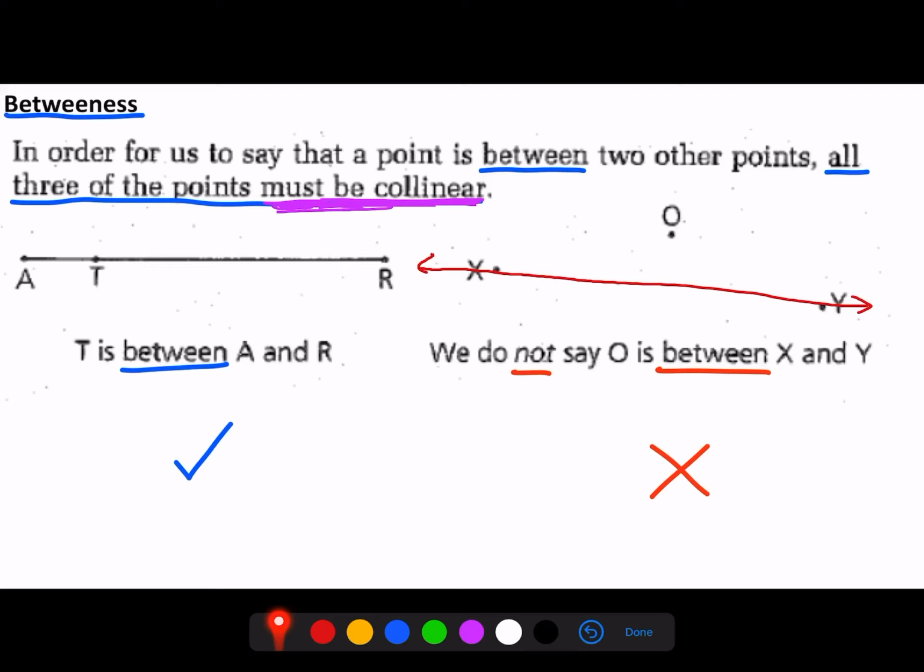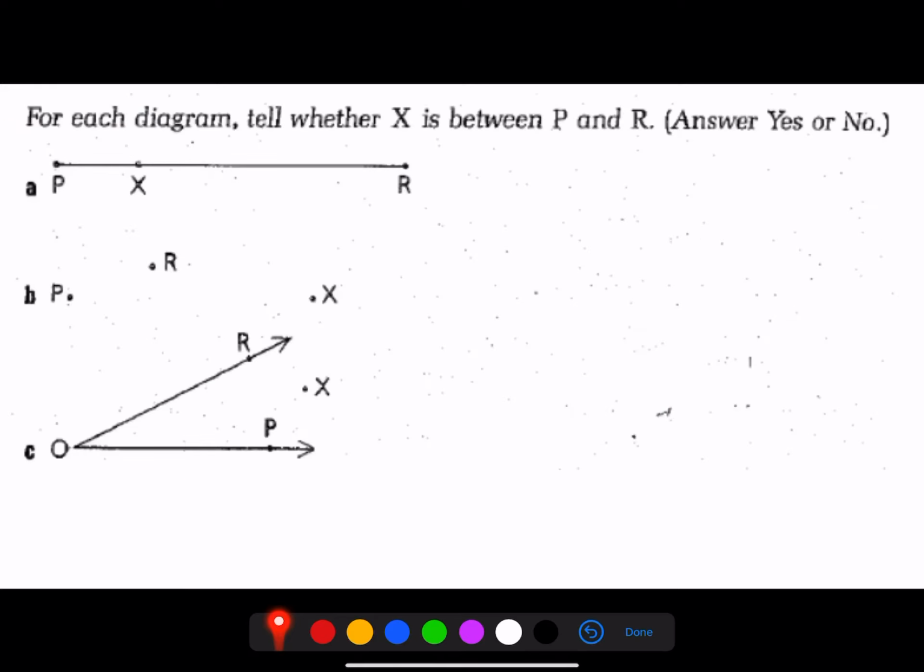All right, next up. For each diagram, tell whether X is between P and R. Answer yes or no. So for this first one, we have P and R, then we have X right here. So is X in between P and R? Absolutely. They're all on the same line, they're collinear, so therefore X is between points P and R.